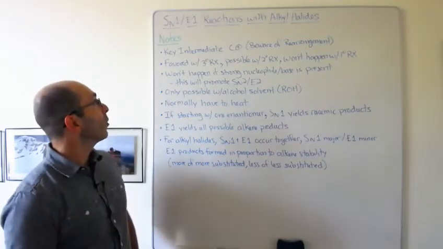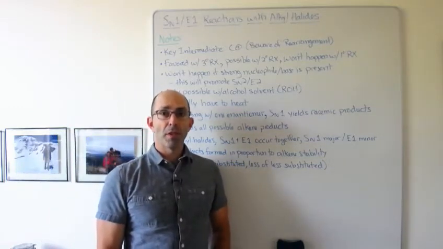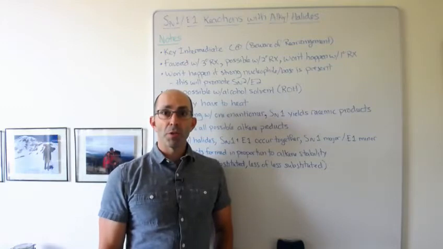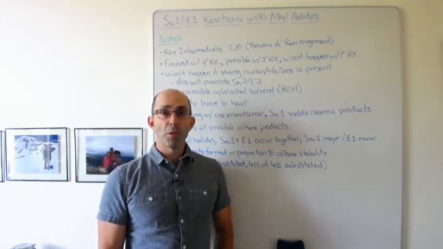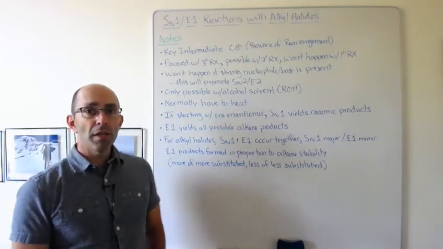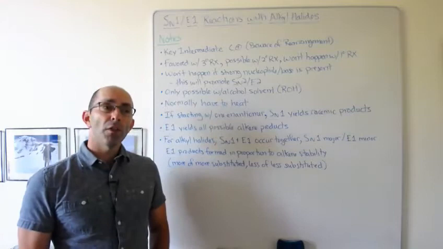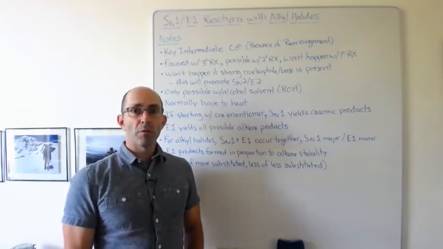So what I have on the board are just some notes about SN1 and E1 reactions, just a summary of the things that are in the book and the things I want you to think about when you're doing substitution and elimination problems. So for SN1 reactions, the key intermediate, as we've talked about, is the carbocation, right? And we need to think about that when we're doing SN1 and E1 reactions.